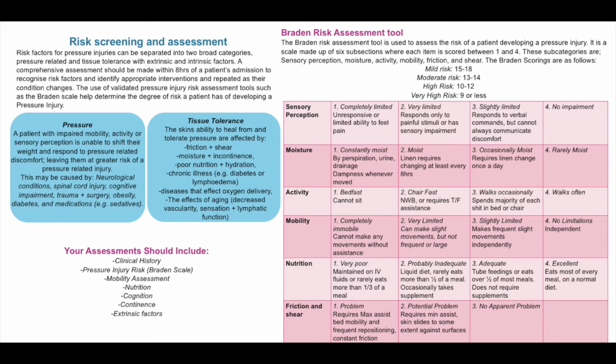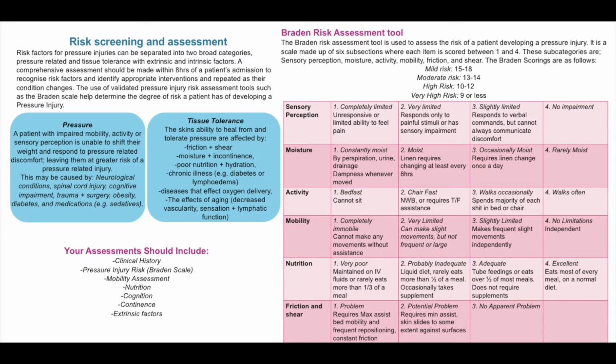Pressure-related risk factors. A patient with impaired mobility, activity or sensory perception is unable to shift their weight and respond to pressure-related discomfort, leaving them at greater risk of a pressure-related injury. This may be caused by neurological conditions, a spinal cord injury, cognitive impairment, trauma, surgery, obesity, diabetes, and medications such as sedatives.